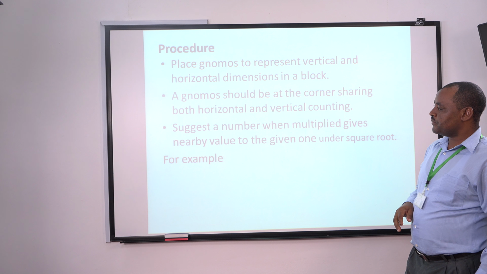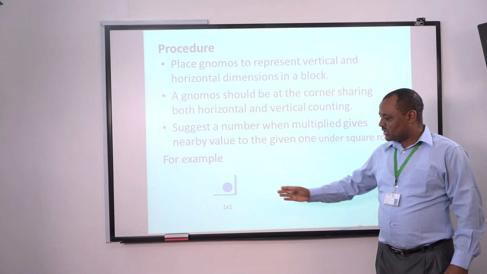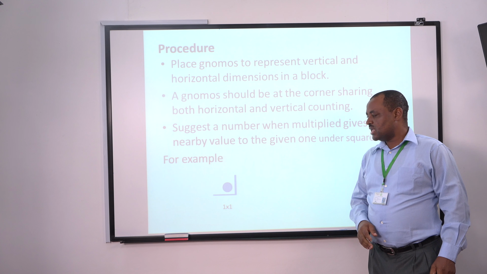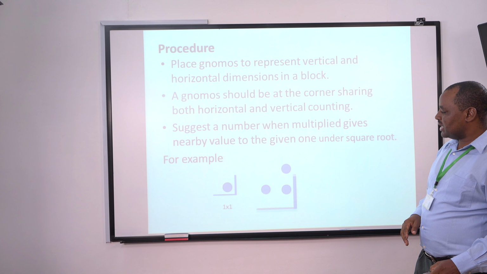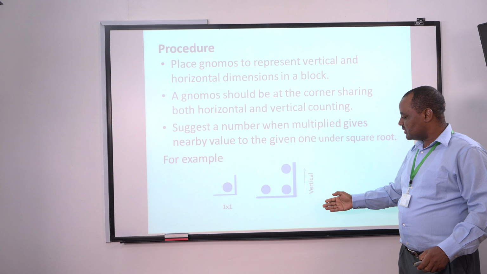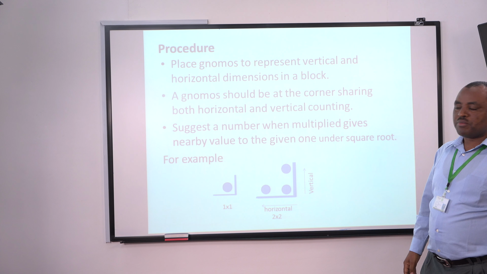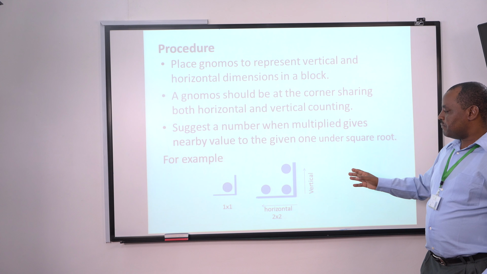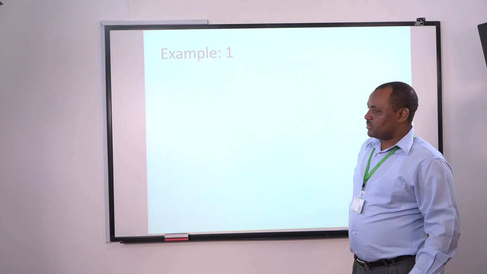For example, the one seen here is called the 1 by 1 Gnomon. It is only one. And this one here is the way we place Gnomons. This is the vertical and this is the horizontal line, and it is called the 2 by 2 Gnomon, or 2 by 2 block. And then, let's see an example.